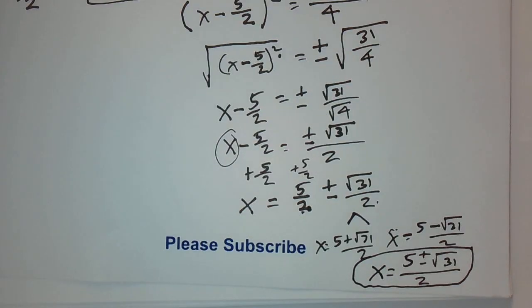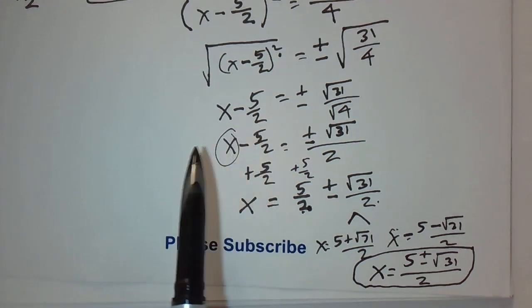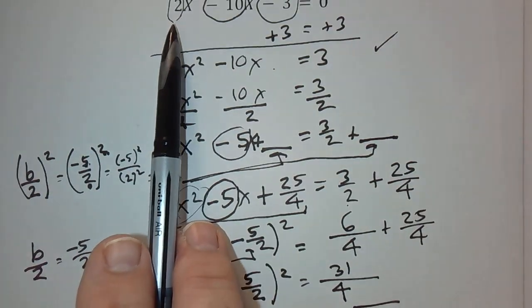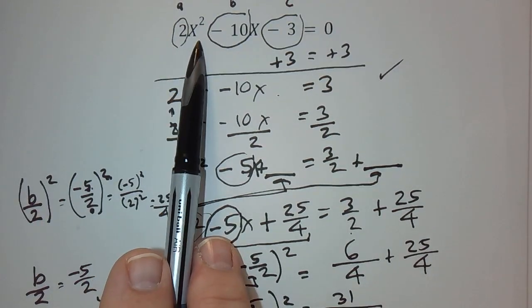So that's how we complete the square when we've got some number in front of, in other words, a coefficient other than 1 in front of our squared terms.